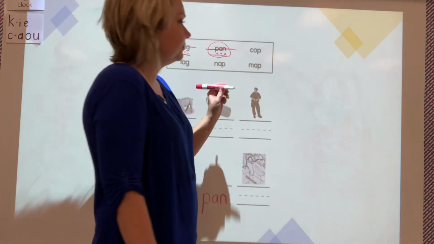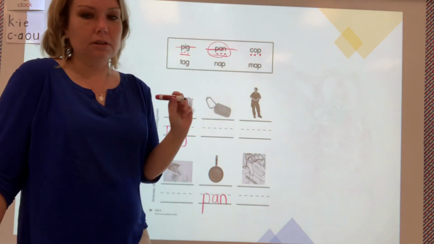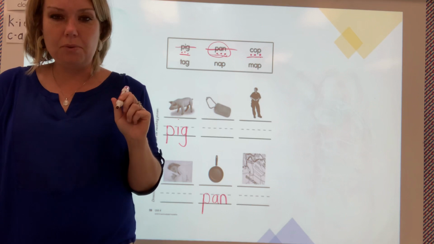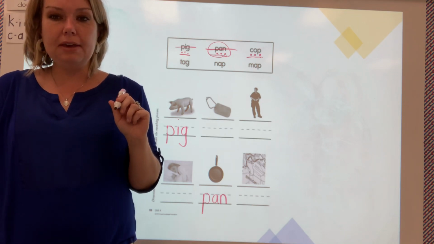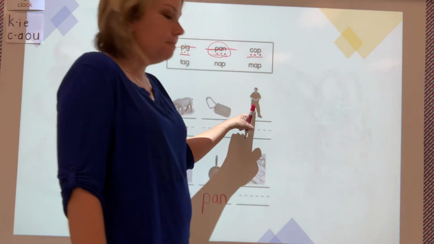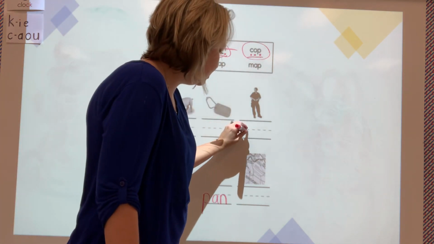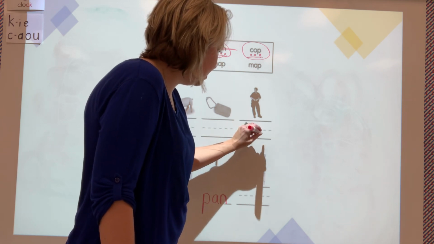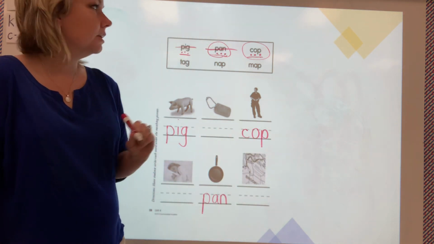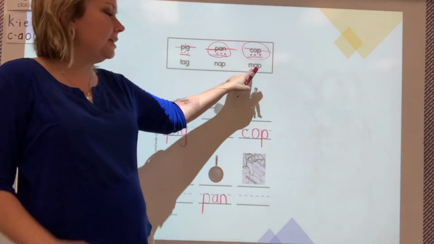Okay, now I'm going to go to this word beside it. I'm going to sound it out. What is that word? Who can tell me that word? Cop. Remember, that is short for police officer. So I can write cop underneath that picture. And I'm going to take my time to make sure I write my letters correctly. And then cross it out, because I'm done.